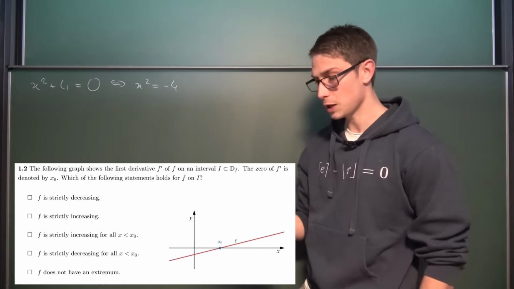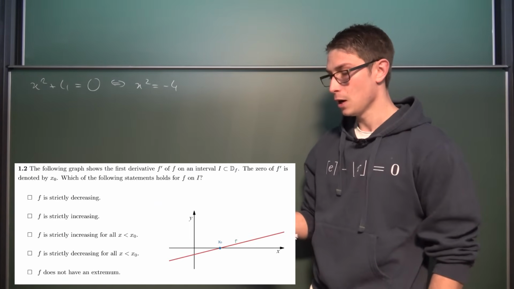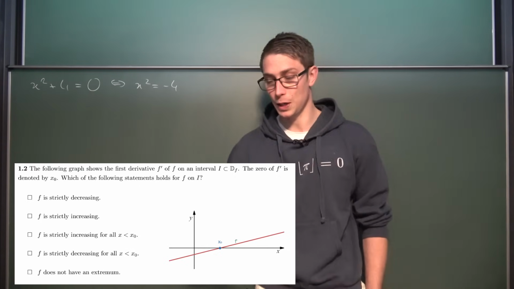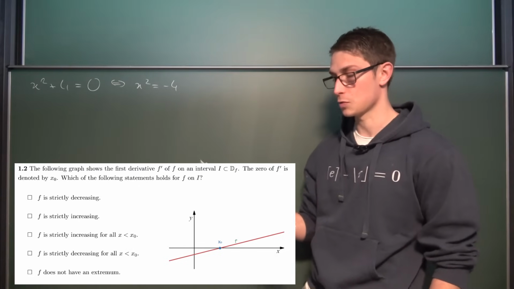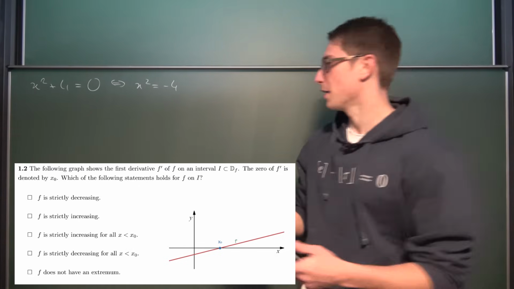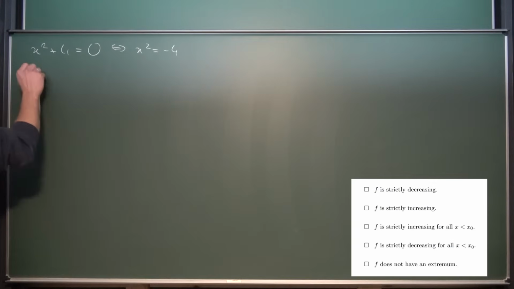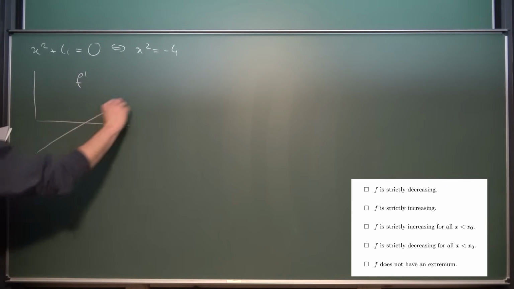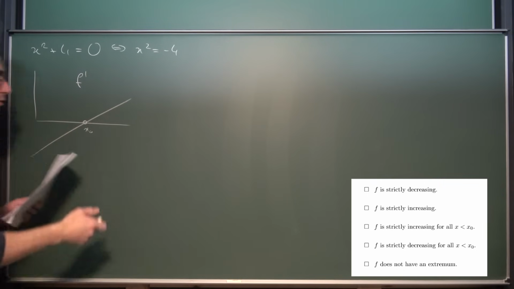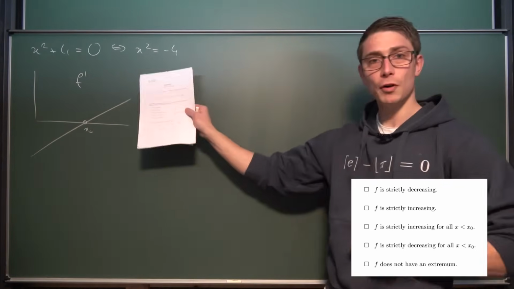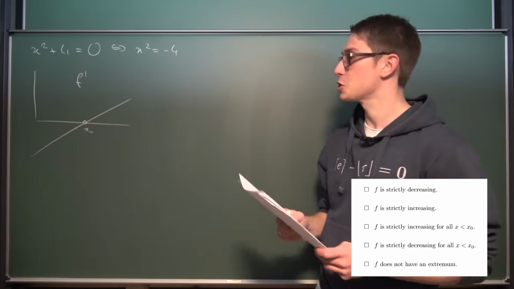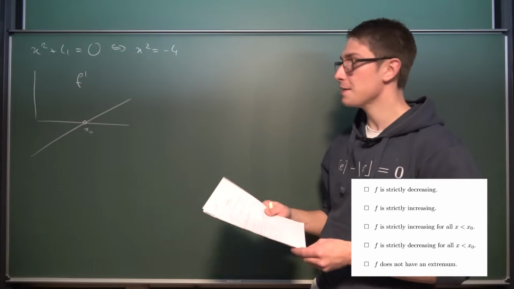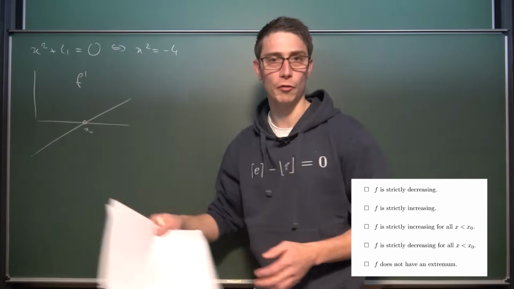Now next up, the following graph shows the first derivative f prime of a function f on a certain interval given. The zero of f prime is denoted by x naught. Which of the following statements holds for f on the certain interval? Now let's take a look at the graph and it's fairly easy to interpret. Don't forget this right here is the graph of f prime. Goes like this and we got x naught here as the 0. Now the graph of the derivative of a function always shows us how the slope on the original curve behaves on each and every spot of x.